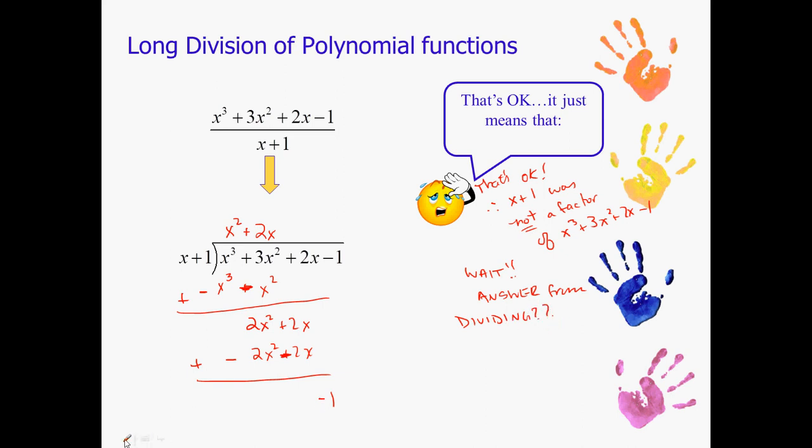The answer is x squared plus 2x and what? The remainder on top of what you were dividing by. This is my answer.